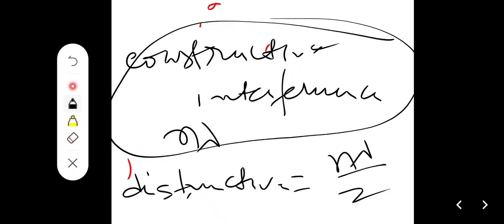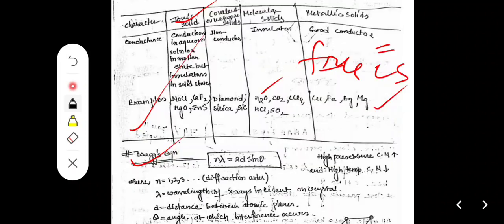That is only seen for solid state: n lambda equals 2d sin theta. At high temperature, the coordination number decreases. n equals 1, 2, 3, that is an integral number, the diffraction order. Lambda is the wavelength of X-rays incident on the crystal, nothing but the wavelength of the incident ray. d is the distance between atomic planes, and theta is the angle at which interference occurs.